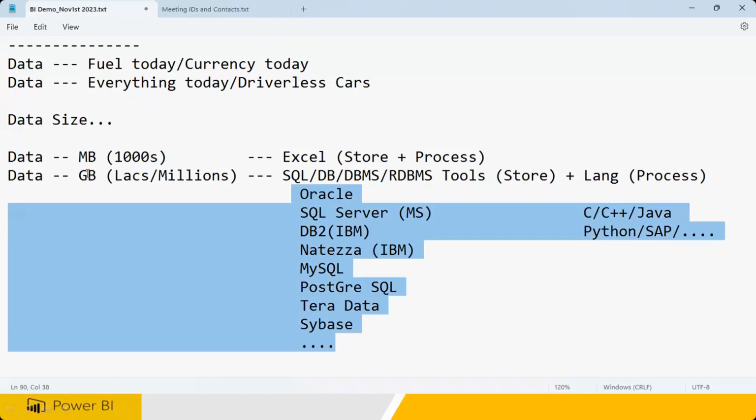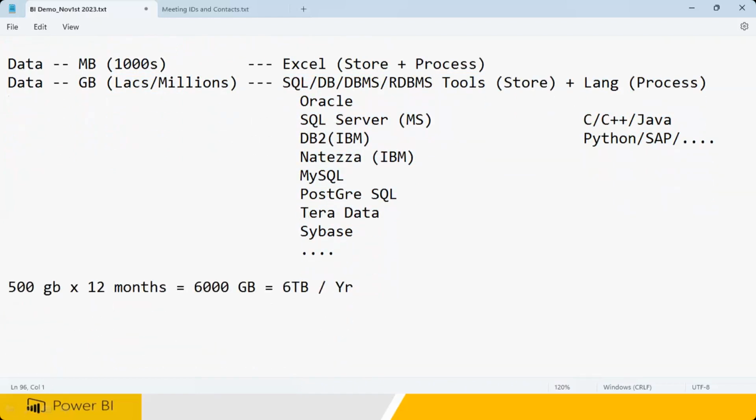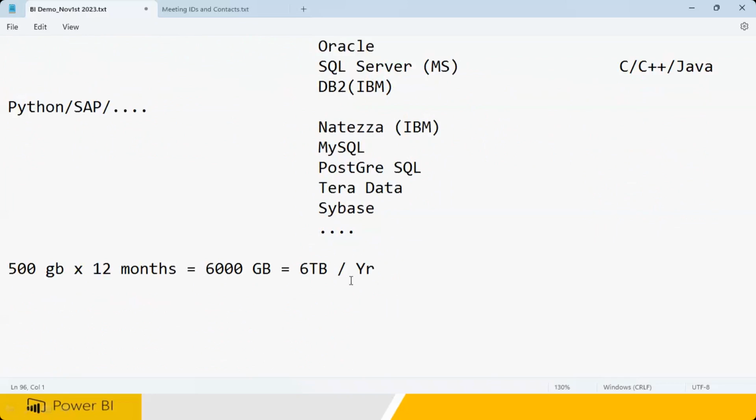So when you have this much data, we are going to be using that. But you understand, every month you're getting 500 GB of data, into 12 months. What will be the 12 months data? It will be 6000 GB, approximately 6 terabytes of data for 1 year. Now, if 1 year of data is this much, and I wanted to store 10 years of data, 6 terabytes into 10 years, it will be 60 terabytes. Last 10 years of data of the Amazon company.